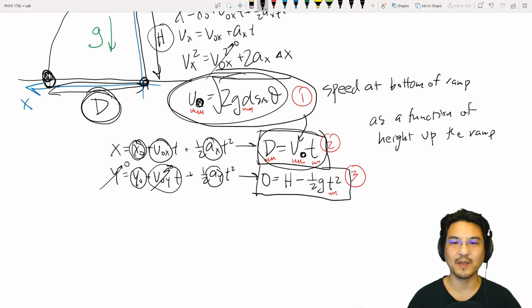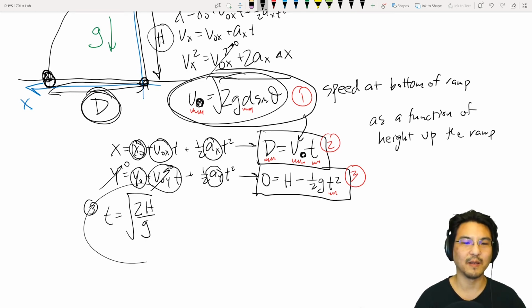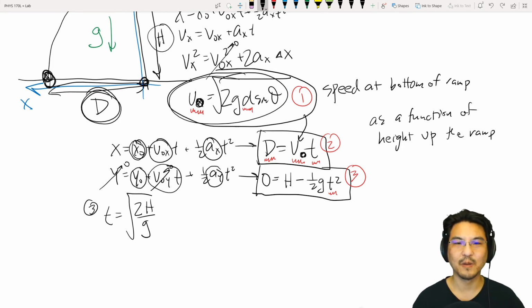We can solve this for t and plug it in here, or we can solve this for t and plug it in here. That's probably easier. So equation 3 for time, t would be 2h over g equals t squared, so square root. And I'll take that and plug it in right here. And also I'll take this from equation 1 and put it right here. So let me do that.